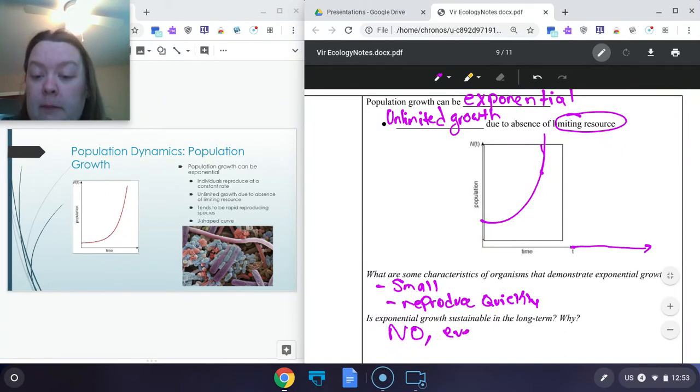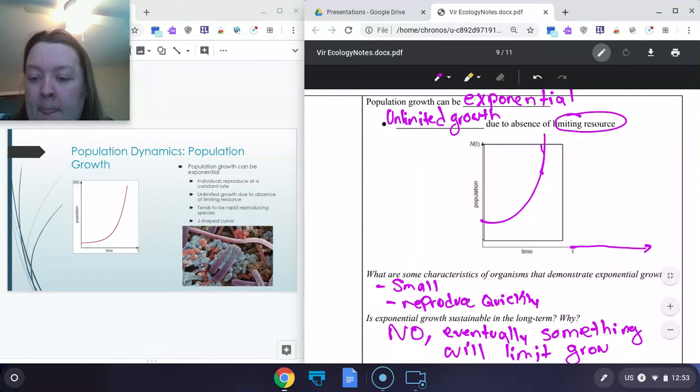So eventually something will limit growth. Eventually, the human population is going to run out of food, it's going to run out of places to live, probably being first, the way that we're growing. And we're going to start to see this curve level off a little bit, and it's not going to keep going up and up and up.